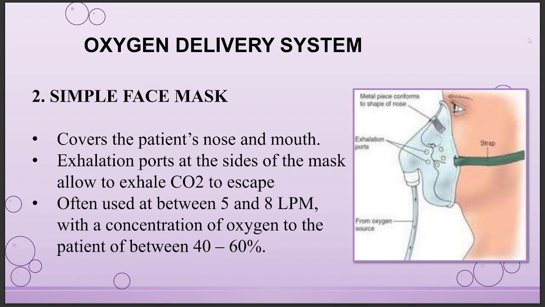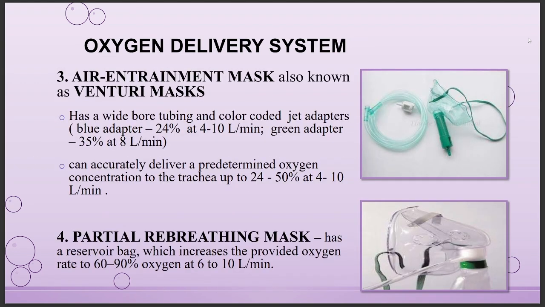Simple face mask. The simple face mask covers the patient's nose and mouth. Exhalation ports at the side of the mask allow CO2 to escape. It delivers 5 to 8 liters per minute of oxygen with a concentration of 40 to 60%. Number three, Venturi mask. It has a wide bore tubing and color-coded jet adapters. It can accurately deliver 24 to 50% concentration of oxygen at a rate of 4 to 10 liters per minute.